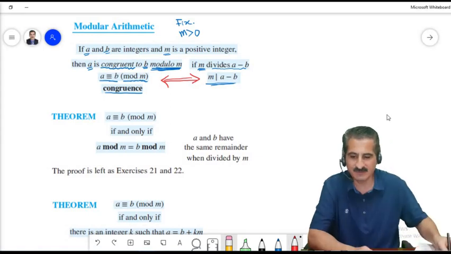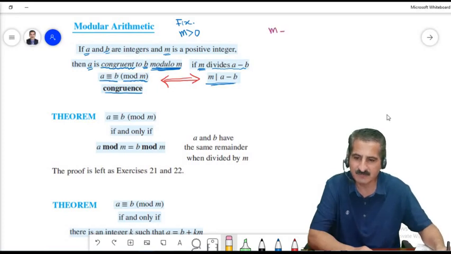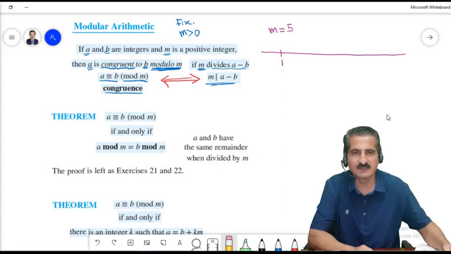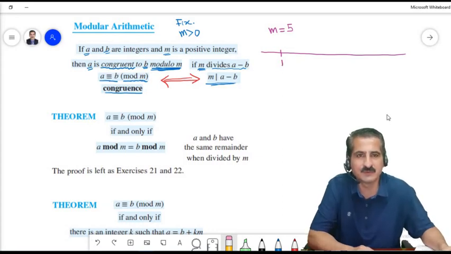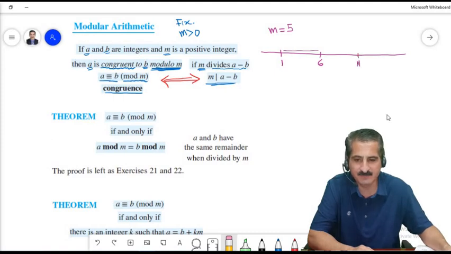For example, if we choose M to be 5 and then we go to the number line, I will say this is 1. Give me an integer which is congruent to 1 modulo 5. I would just move a distance of 5. Give me another one. I will move another distance of 5, which is 11. One more. Another distance of 5.